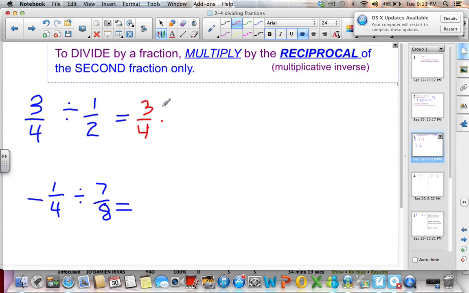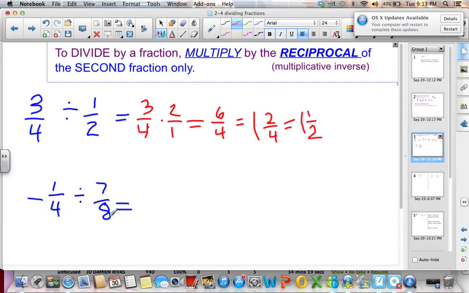So I change my division sign to a multiplication sign, and then I take my fraction and I flip it around, or I write the reciprocal of it. So 3/4 divided by 1/2 equals 3/4 times 2/1, and I have 6/4. I know that 4 goes into 6 one time with 2 left over, so I have 1 and 2/4, and then that equals 1 and 1/2. We always want to simplify it down to simplest terms.